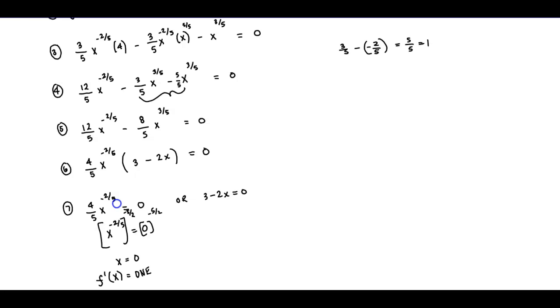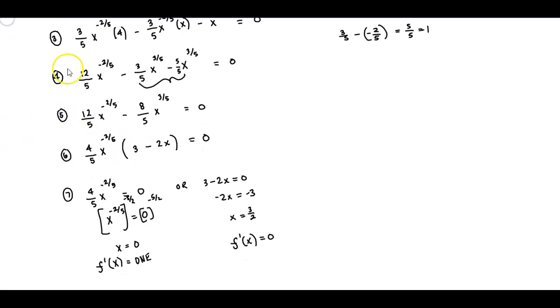Okay, now over here, if we solve for x, we get x, which is equal to positive 3 over 2, which tells us that f prime of x is equal to 0, and therefore it does exist. Okay, now let's graph this function on Desmos just to verify our result.